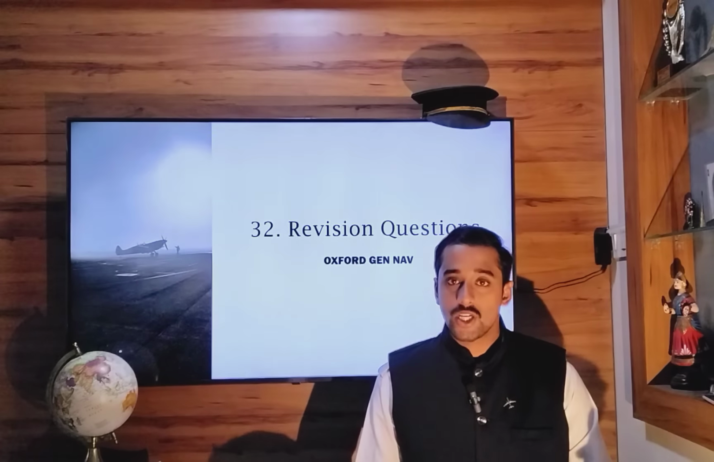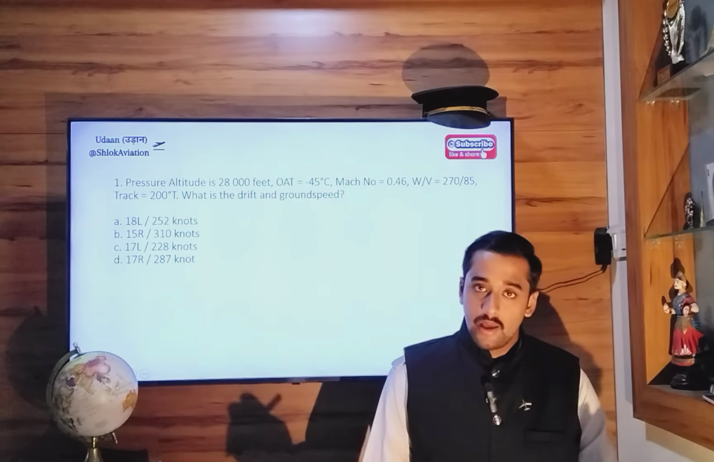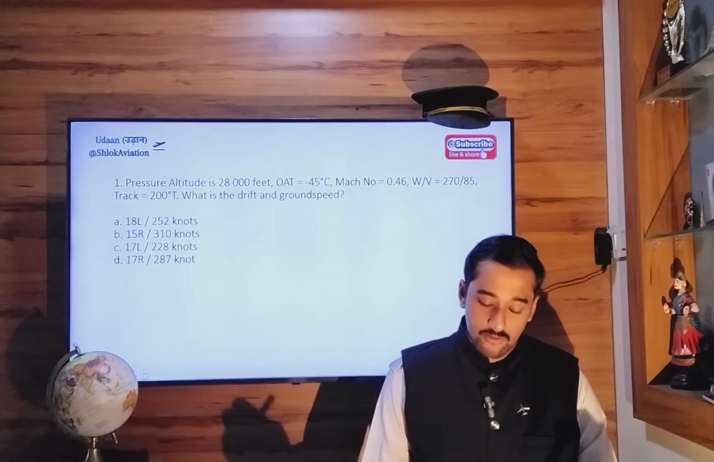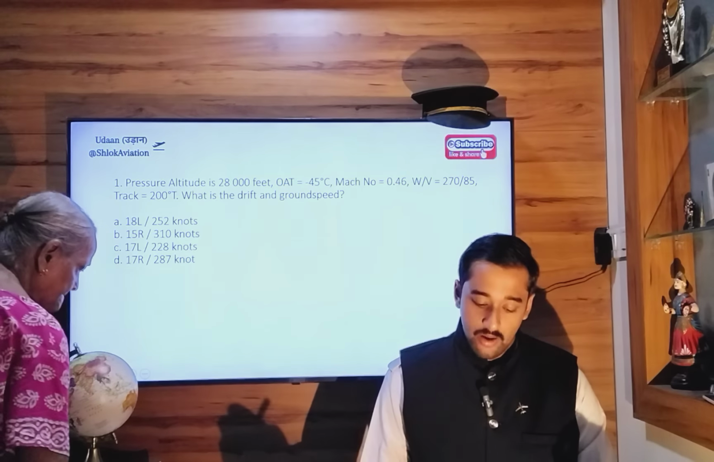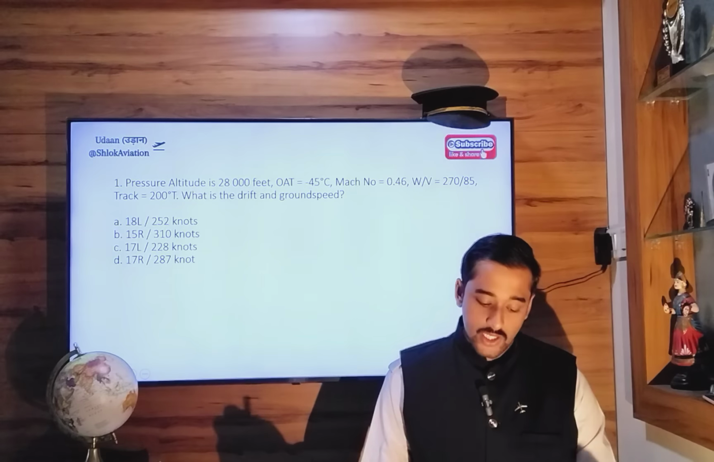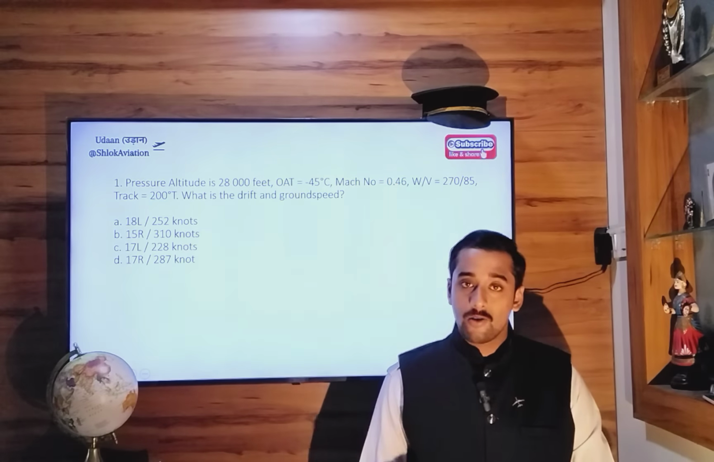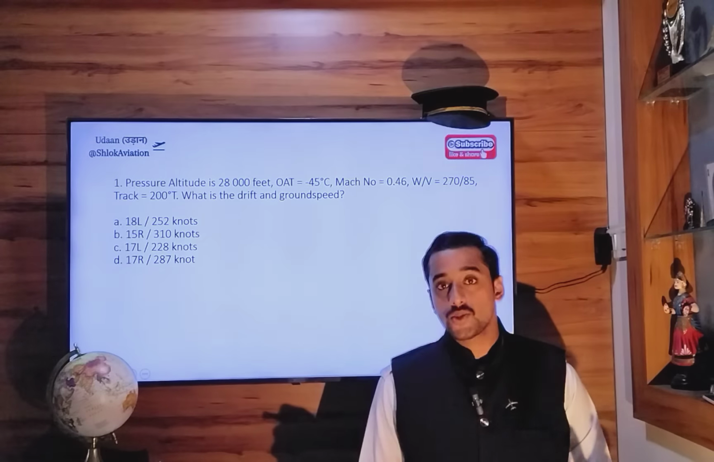So let's start with question number 1 of this chapter. Pressure altitude is 28,000 feet. Outside temperature is minus 45 Celsius. Mach number 0.46. Winds, track, what is drift and ground speed? Now to find ground speed, you need to know true airspeed.